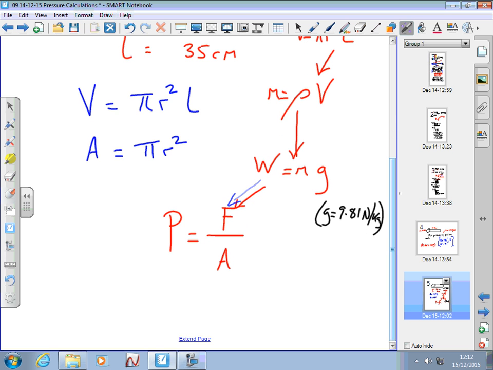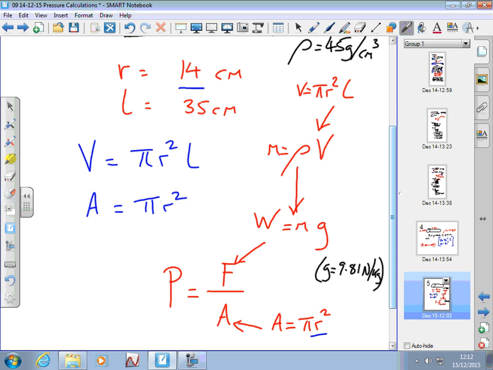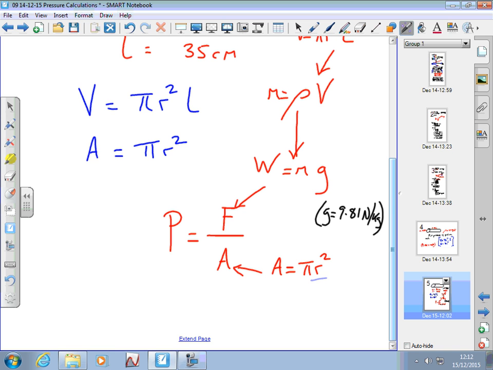What about the area? Well, the area, that's a bit more straightforward, because if I put the cylinder on its end, the area is pi r squared. And I know the radius, and so I can work that out. The radius is up here, it's 14. So I can work out the area, that's not so bad. It's just this weight or this force that's the problem.